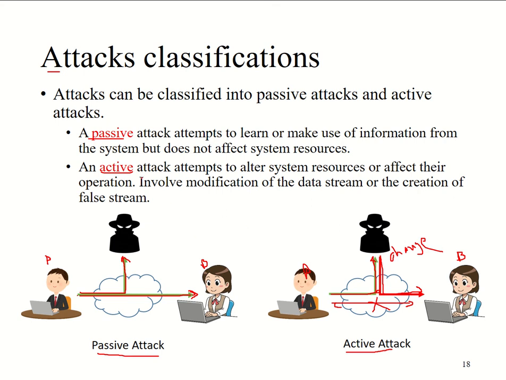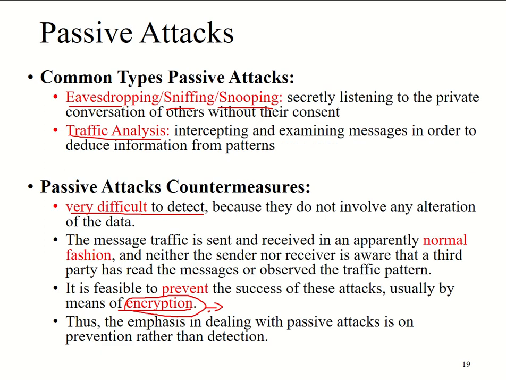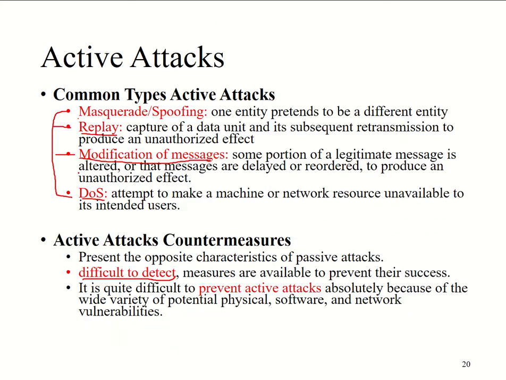The active attack actually is the opposite of the passive attack, an attack that involves modification of the data or affects the system resources, the hardware or the software. We discuss some common types of passive attack like traffic analysis, eavesdropping, sniffing, and snooping. We said it's very difficult to detect, and the only way to try to prevent this is by doing some encryption. The active attack is the opposite, and we have some examples of it.